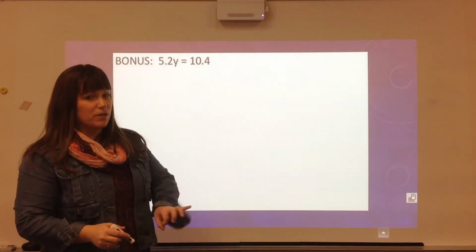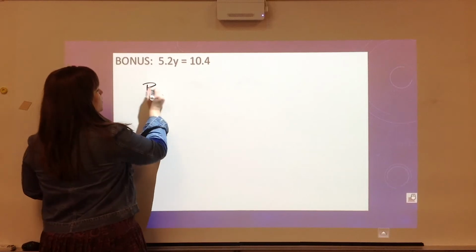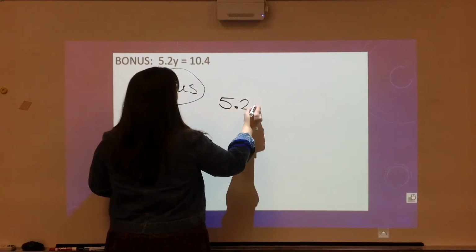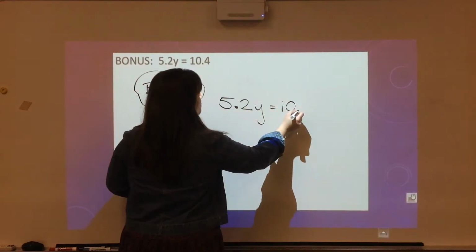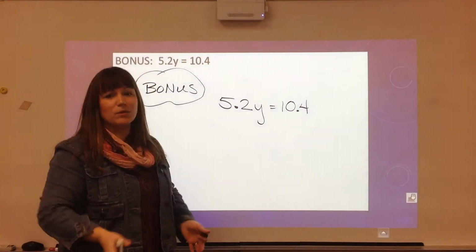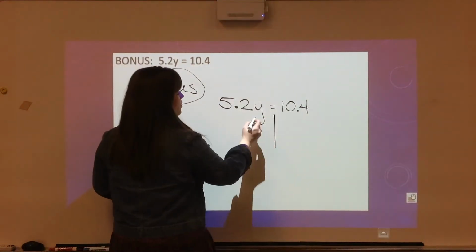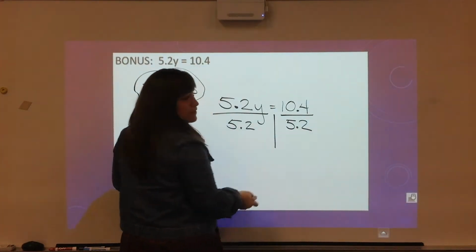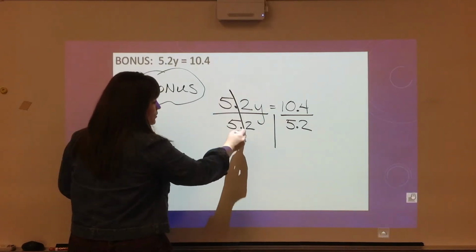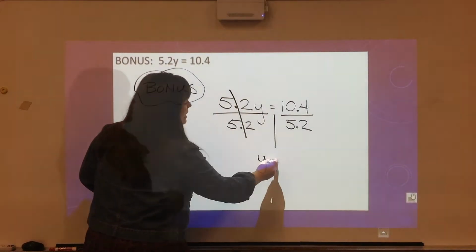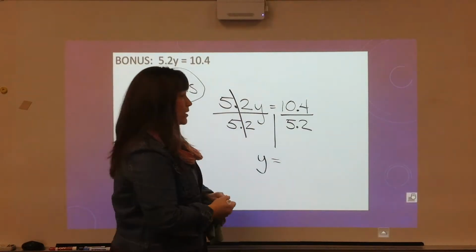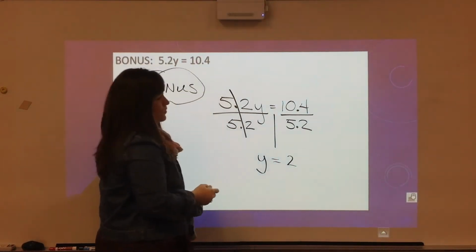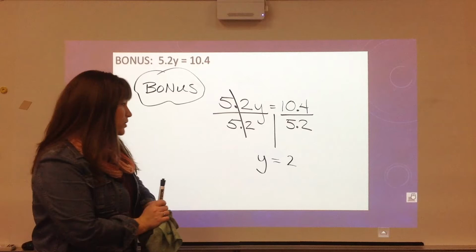Here's a bonus one. I know this isn't on your sheet, but sometimes you're going to see decimals. So we're just going to label this one a bonus. Yay! 5.2 times y equals 10.4. If there's a decimal, you still can do the same process. We're going to, on the left, divide by 5.2, and on the right, we're going to divide by 5.2. 5.2 divided by 5.2 is 1. 1 times y is y. Luckily for us, this is not hard because 10 and 5 and 4 and 2 all are divisible by 2. So when we divide that, it's actually just a 2.